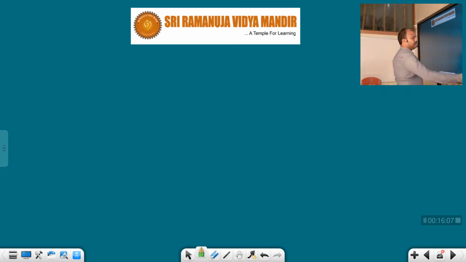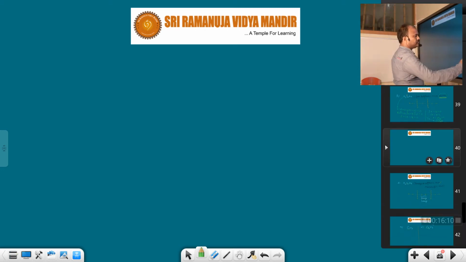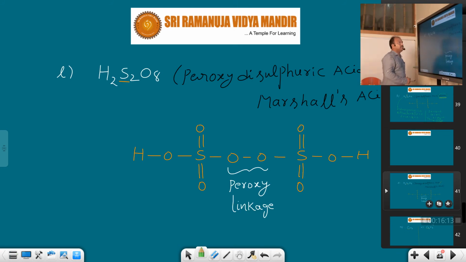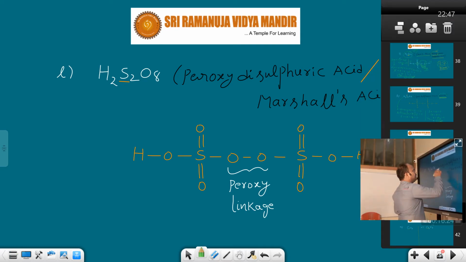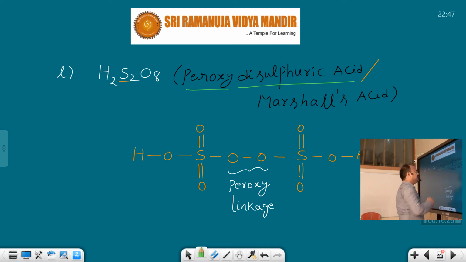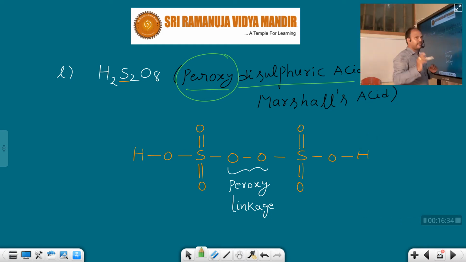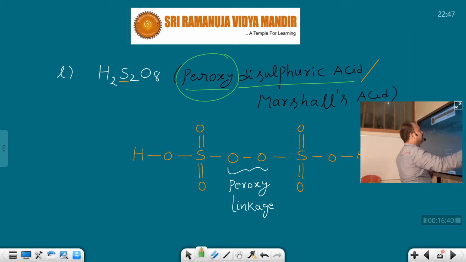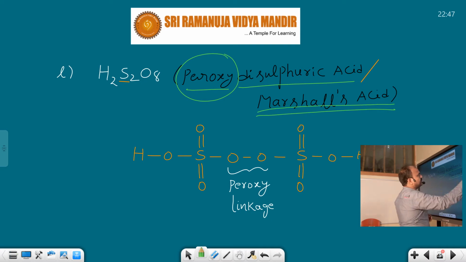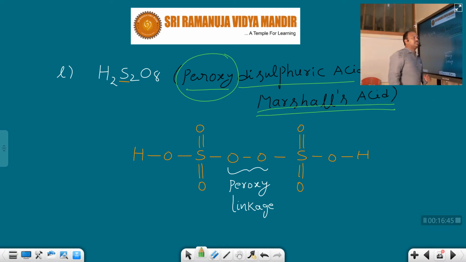Next one, take a look here. Another one, H2S2O8. Here also we have to find the oxidation number of sulfur, because I put the underline with respect to sulfur. So H2S2O8, this chemical name is peroxydisulfuric acid. So remember, which linkage will be there? Peroxy linkage will be there. Whenever peroxy linkage is there, two oxygens have the -1 oxidation state. Peroxydisulfuric acid's commercial name is Marshall's acid.